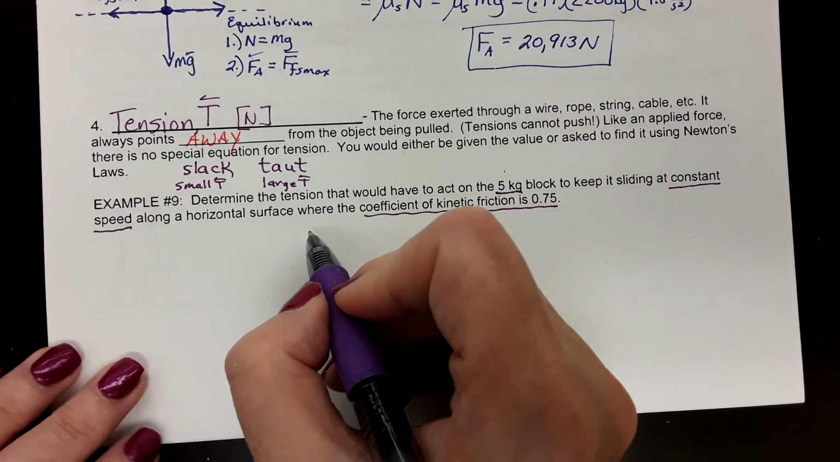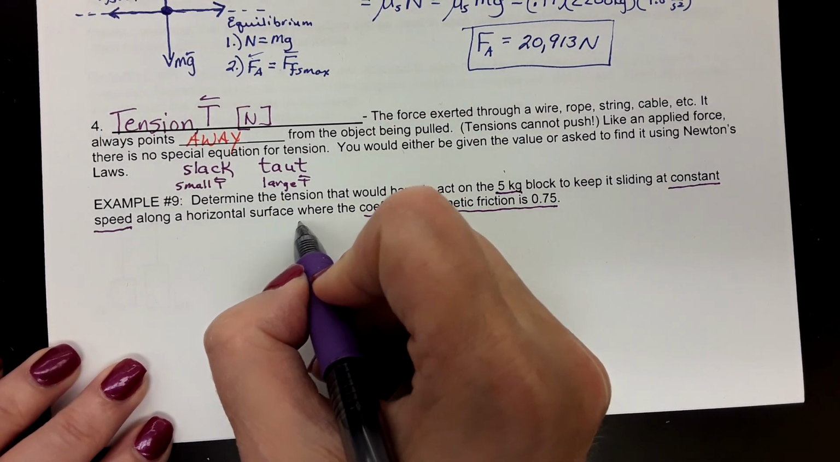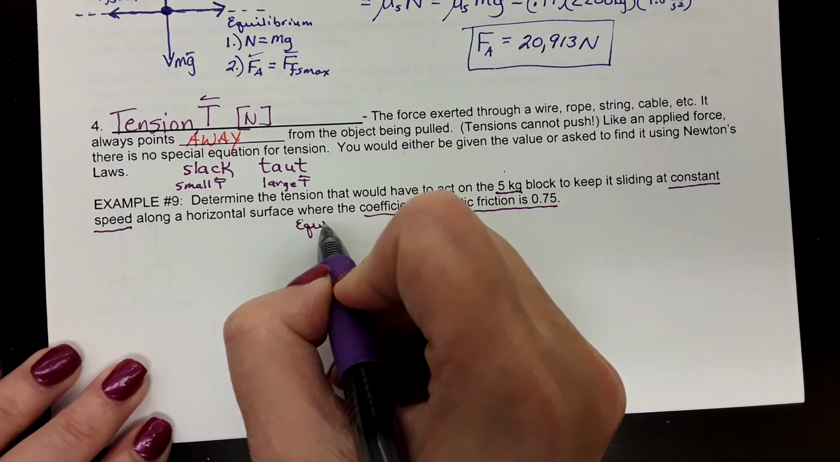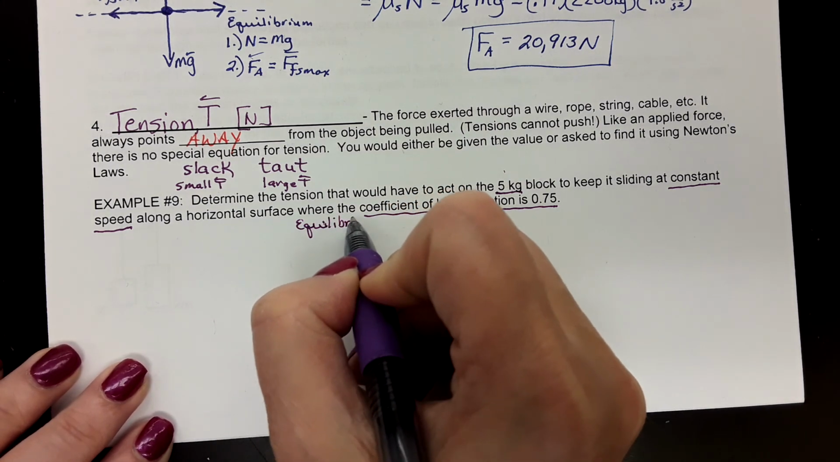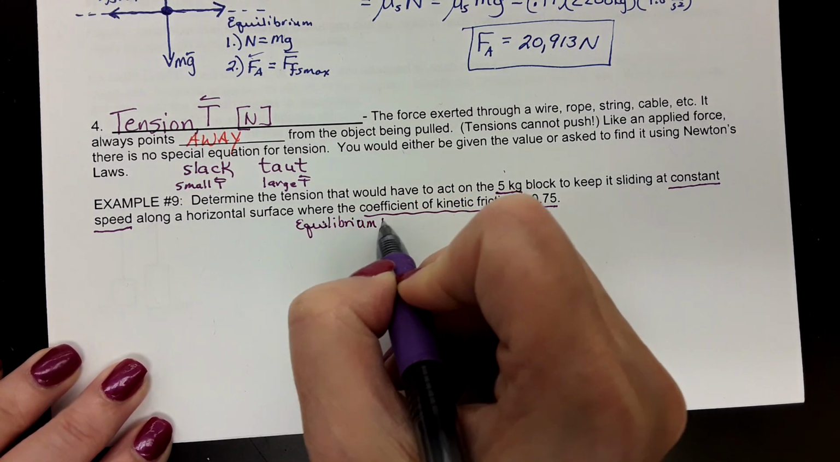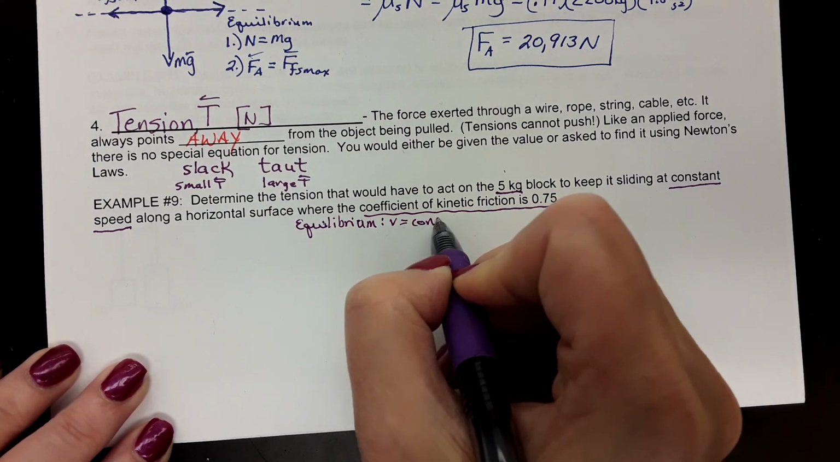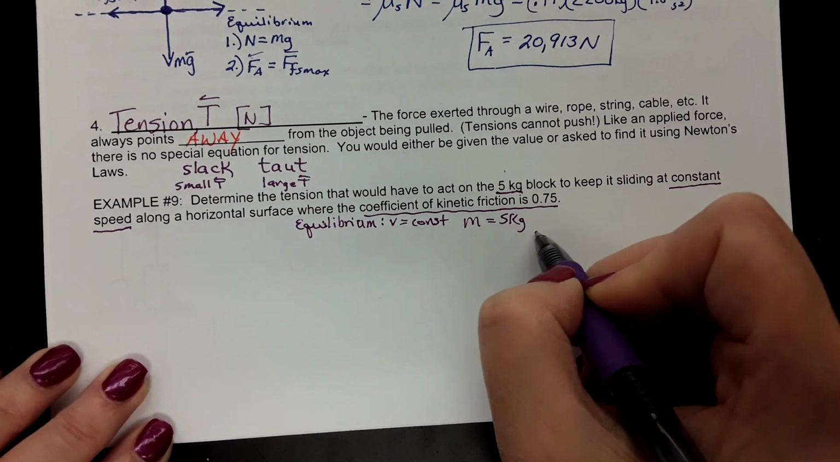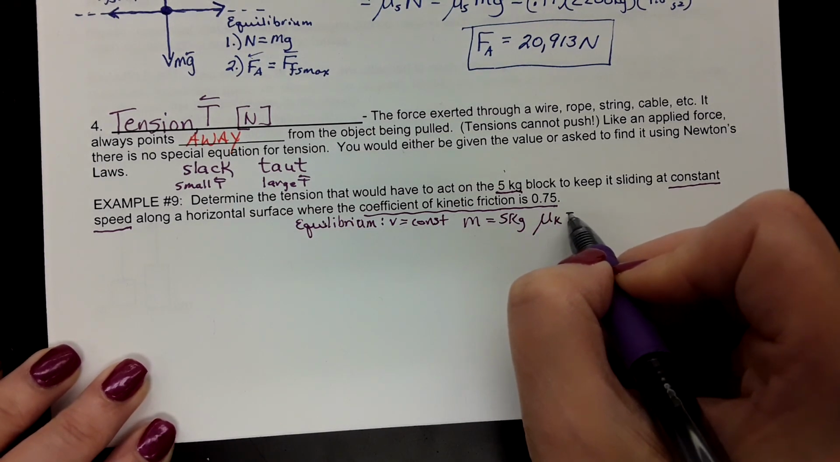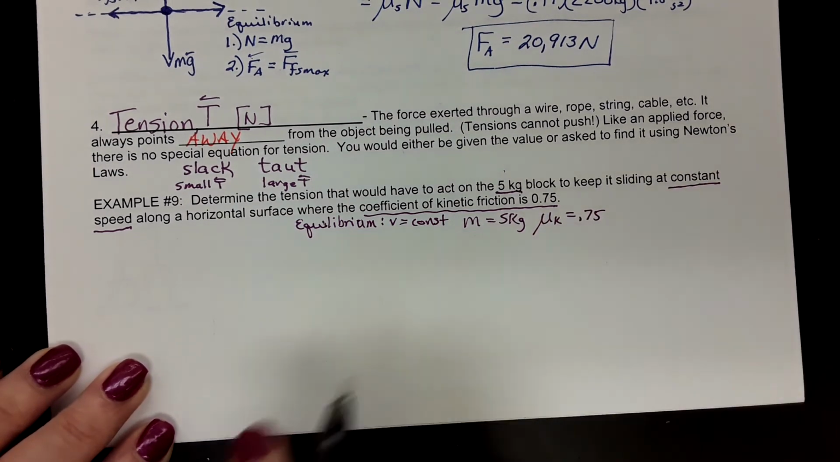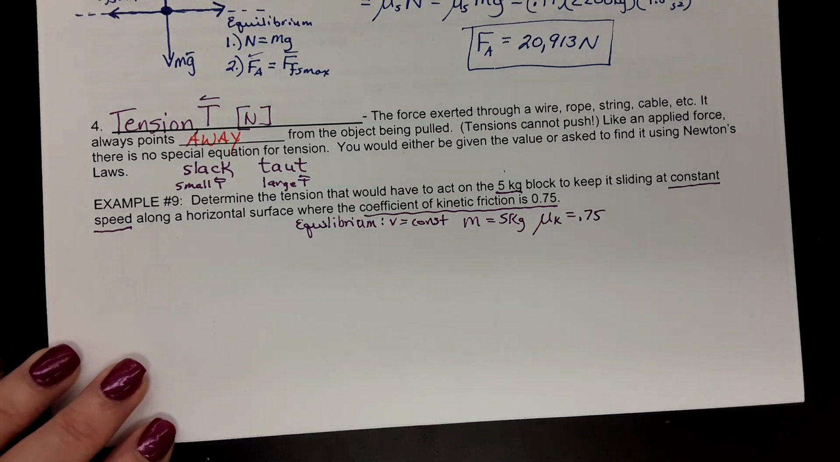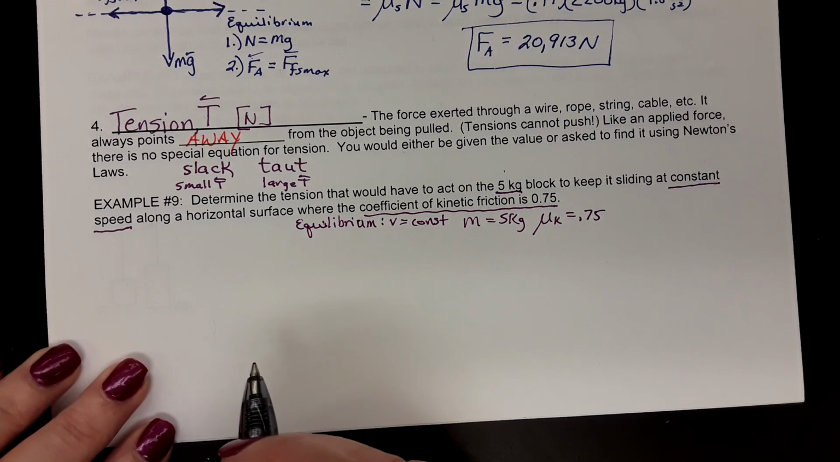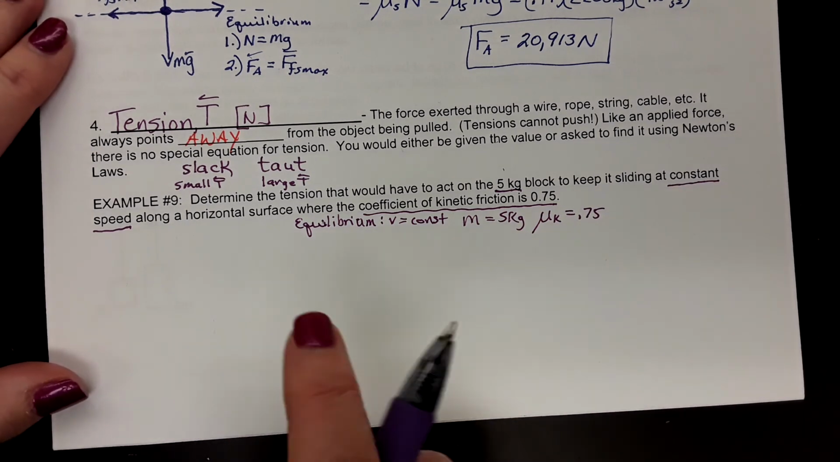So we have that we're in equilibrium because v is constant. We know the mass is 5 kilograms. We know the coefficient of kinetic friction is 0.75. Notice the block is already moving, so we don't have to worry about overcoming static friction. So let's see. We want to know the tension.